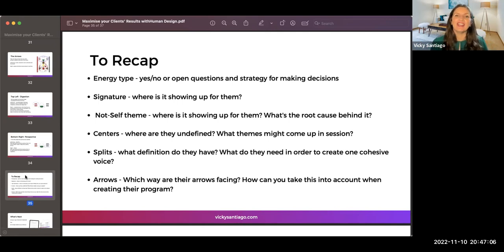Okay, the centers, where are they undefined? And that's a clue for you. What themes might come up in the session that would be a signal that there's some healing work to go deep into there. And what splits do they have? What definition? What do they need in order to create one cohesive voice, which will allow them to feel whole and to take action? And which arrows, which way are they facing? Are they left, masculine, active, or right, passive, feminine? And how can you take this into account when you're creating their program?